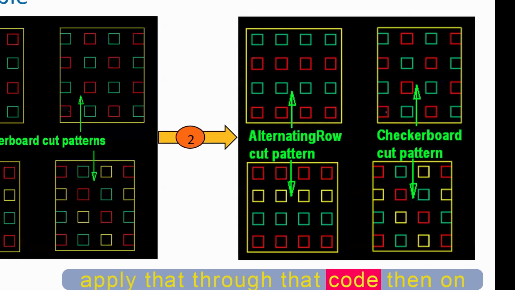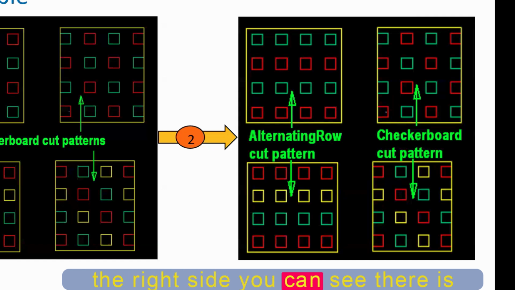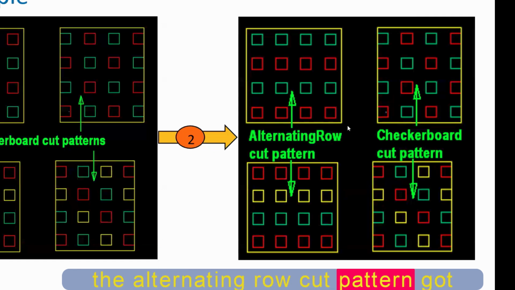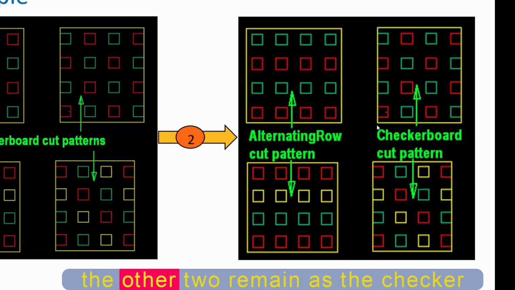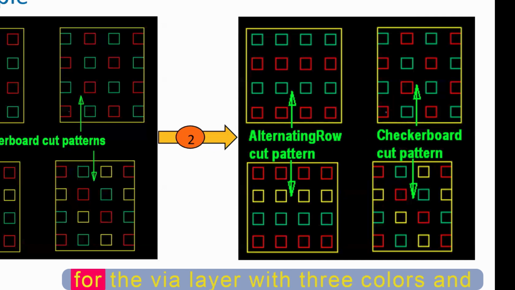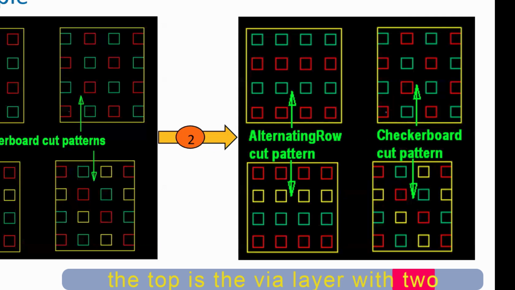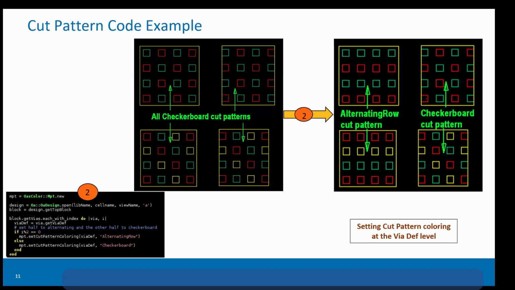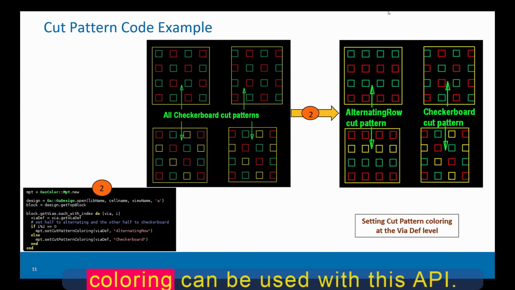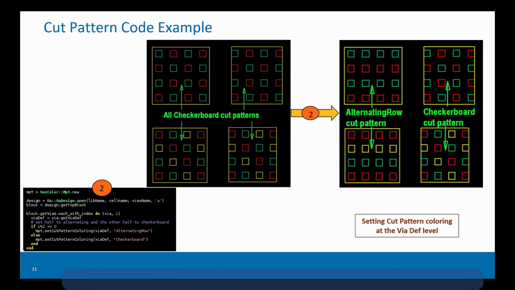When I run through that code, then on the right side you can see that for the first and the third instance, the alternating row cut pattern got applied, and the other two remain as the checkerboard cut pattern. The bottom again is for the via layer with three colors, and the top is the via layer with two colors. So this is how the cut pattern coloring can be used with this API.